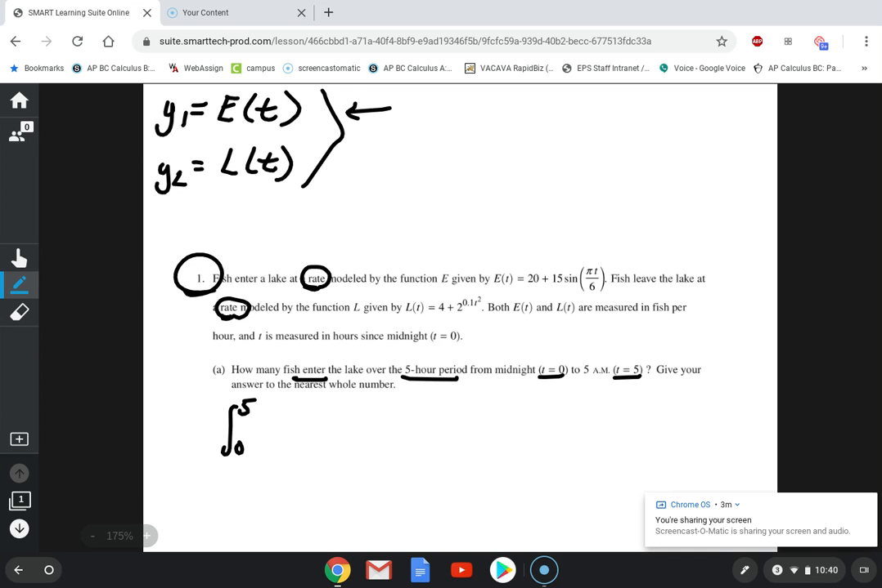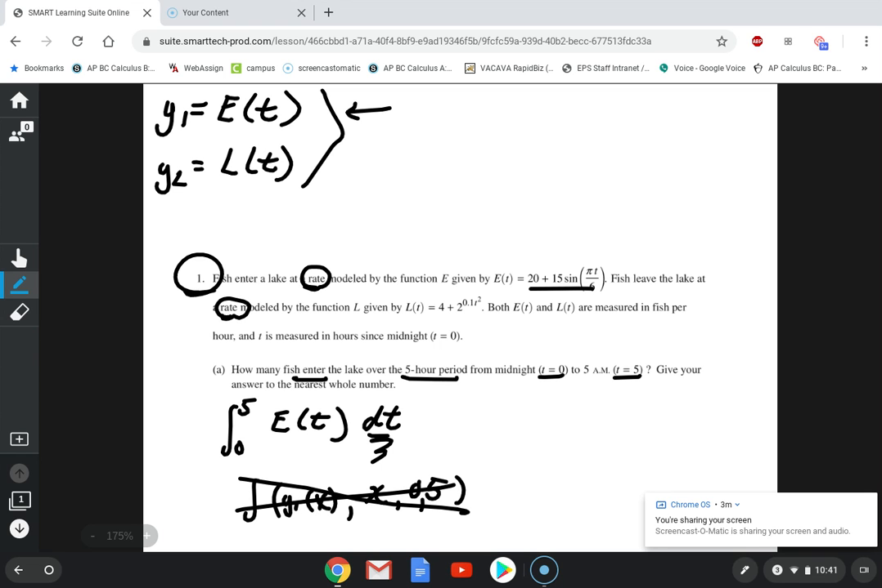Now I could write out this function, but in all reality, it's been defined, so I can just put E of t and make sure you always put the dt. You want to make sure you have proper notation. On my calculator, which I would not write, I already have that as y sub 1, so I would integrate y sub 1 for x from 0 to 5. Again, I would not write this down. The AP board would not approve of that.